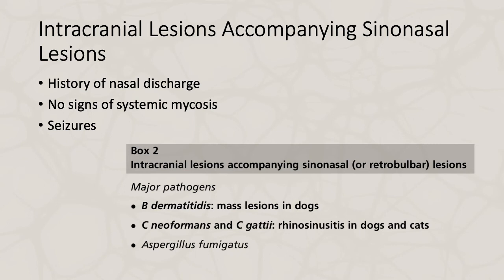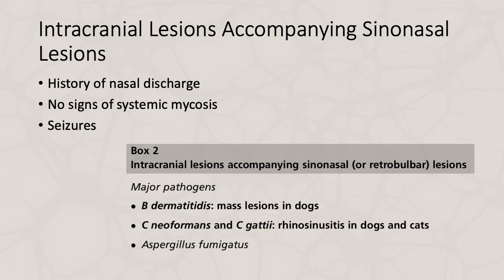The major differential diagnosis for nasal mass lesions and cribriform plate destruction are neoplasia and mycoses. The typical case in a dog or cat has a history of nasal discharge, epistaxis, or sneezing for 2 weeks to 1 year without systemic mycosis. Thoracic radiographs are often normal. Lesions within the frontal olfactory region and seizures are classic.